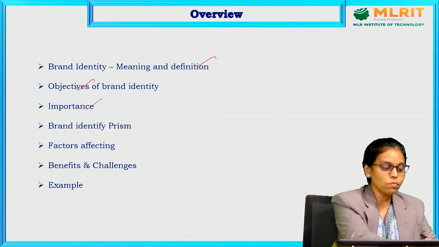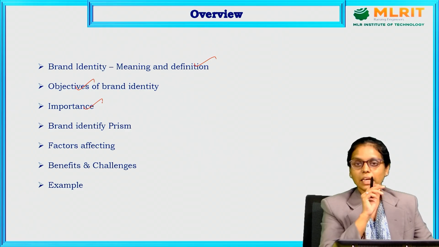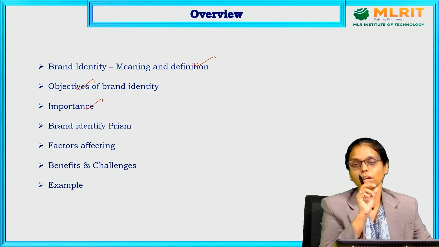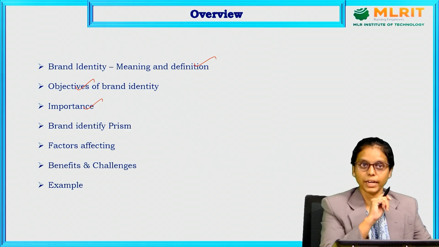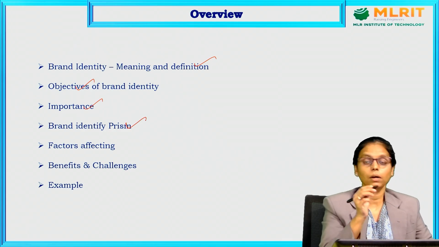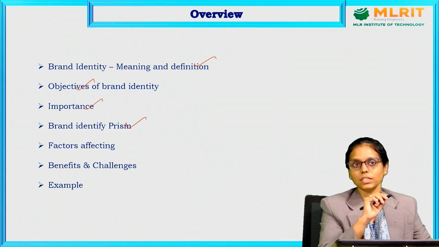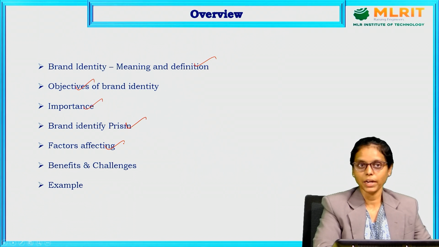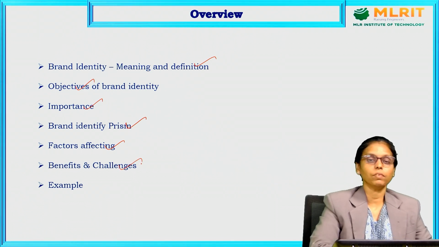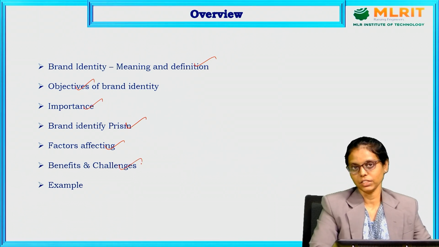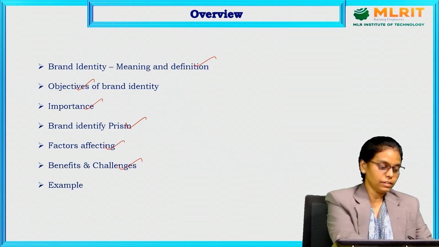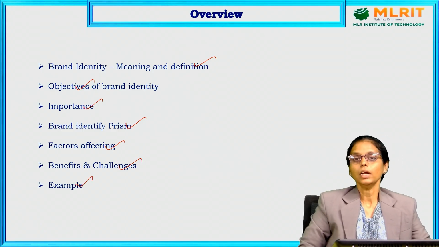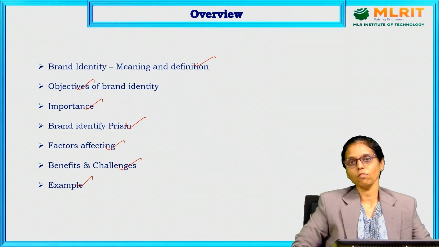Then we will move on to analyzing what the key elements, or what the basic importance, of a brand identity are, how we will have a brand prism, what the 6 dimensions of the brand prism are, and what the factors influencing this brand identity are. Next we will discuss the various benefits and challenges of brand identity. And this session will be concluded with learning some basic examples of brand identity.